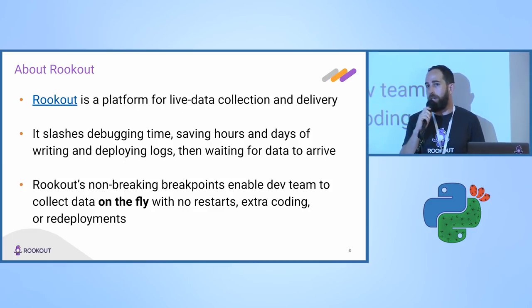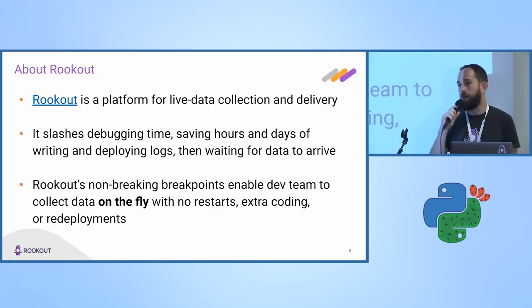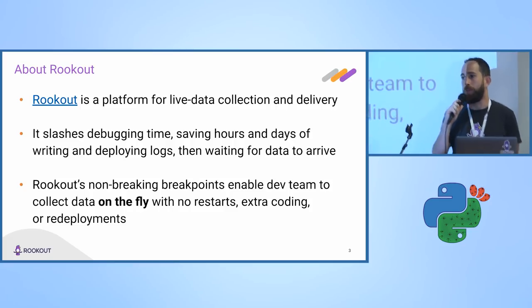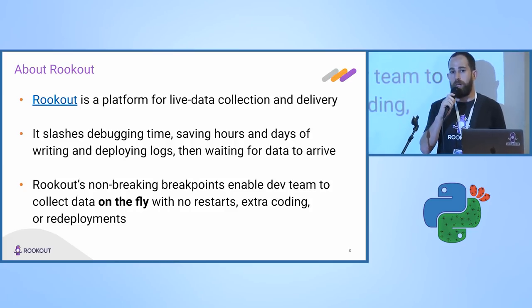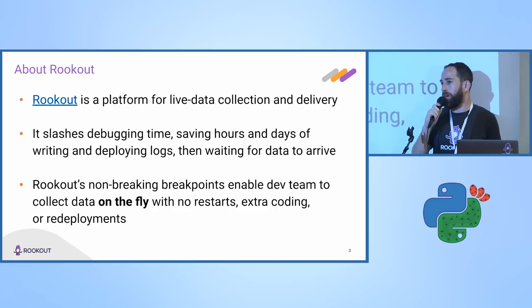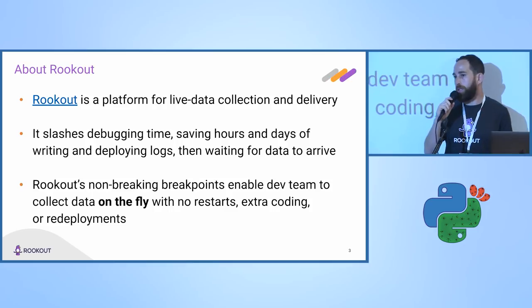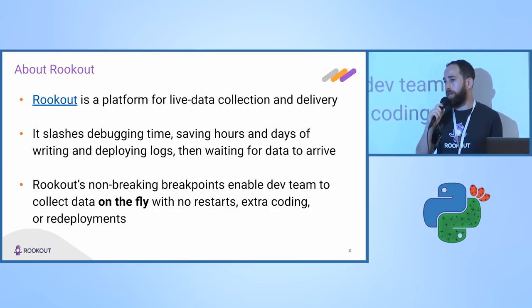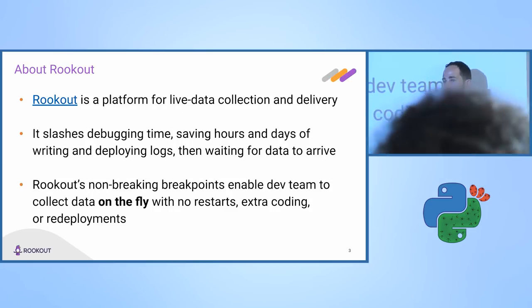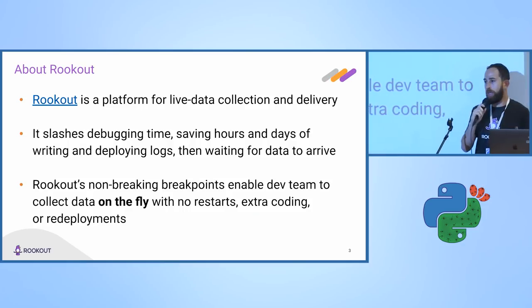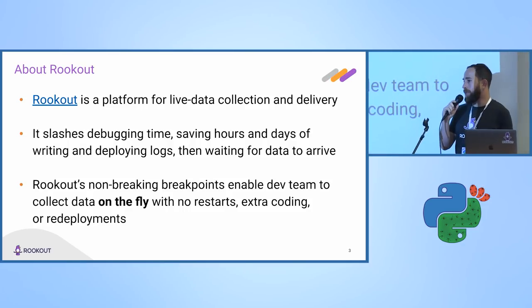Rookout is a data collection and debugging platform. We allow our customers to connect to their application as they're running anywhere in the world and collect any piece of data they want without writing any more code, restarting their application, or redeploying it, just by clicking on the line they want. And developing Rookout, there have been many challenges.